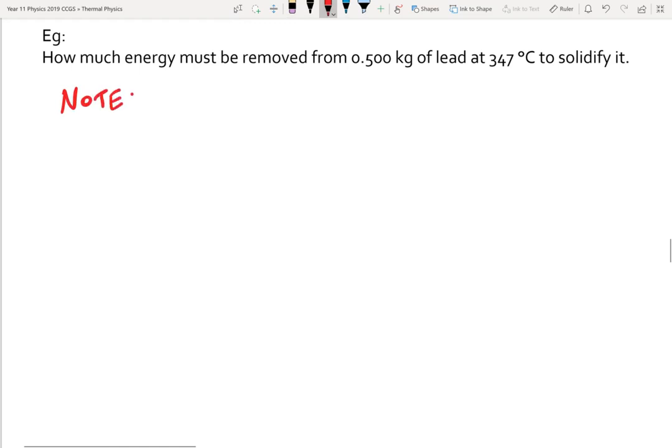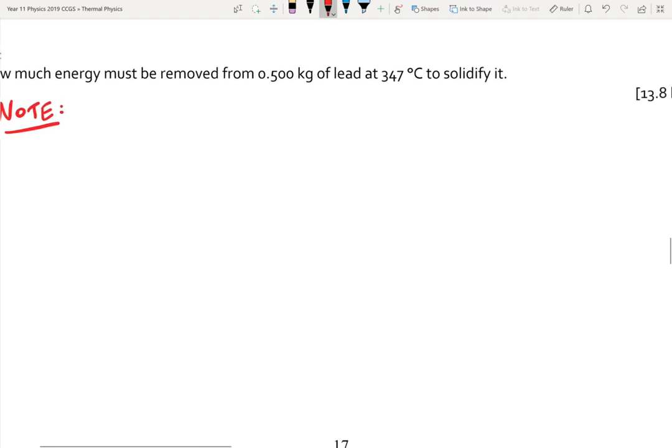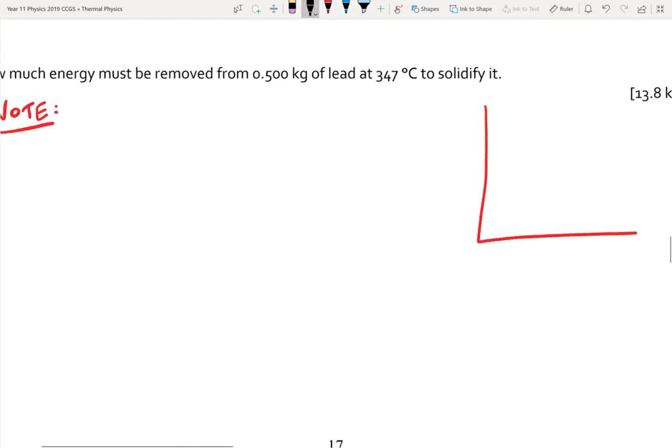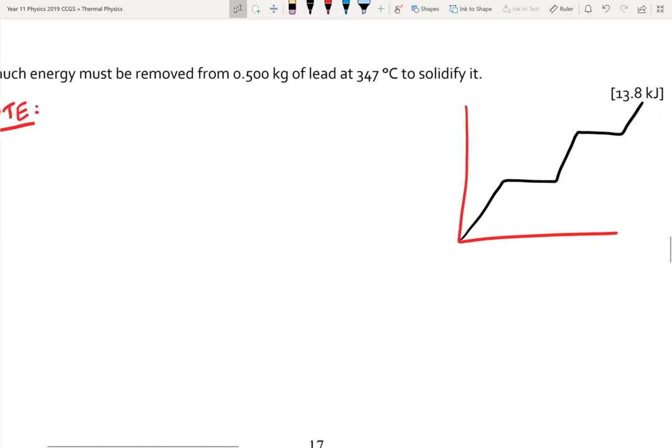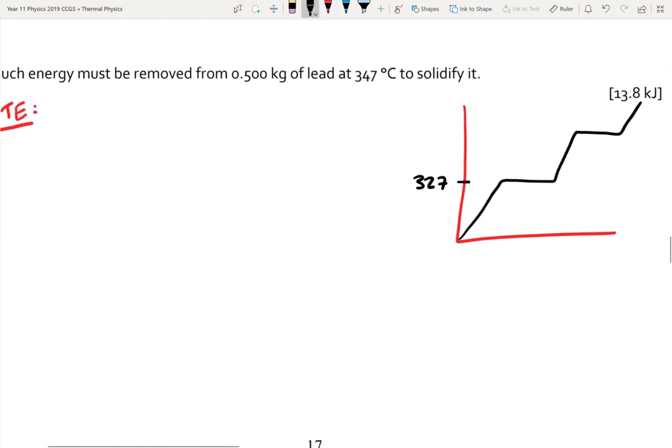I want to put a very important note here. No, I don't. I want to sketch the heating curve first. So could we please sketch the heating curve? Lead at 347. I'll give you a quick pro tip. Lead melts at 327. So we are currently up here in its liquid state. We need to cool that down, then solidify it. Okay? So that's going to be Q1 and Q2.